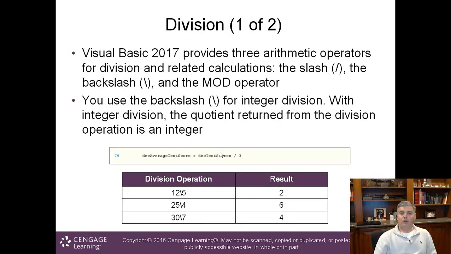Nothing complicated there. Visual Basic provides three arithmetic operators for division and related calculations. This gets a little more complicated, and you can get yourself into a little trouble if you use the wrong slash here. So we have the slash, the backslash, and the mod. The backslash is for integer division. With integer division, the quotient is returned from the division as an integer. So it's not going to return a remainder. It's just going to return the first value. It's going to knock off that remainder. And modulus does just the opposite. Modulus will return just the remainder.